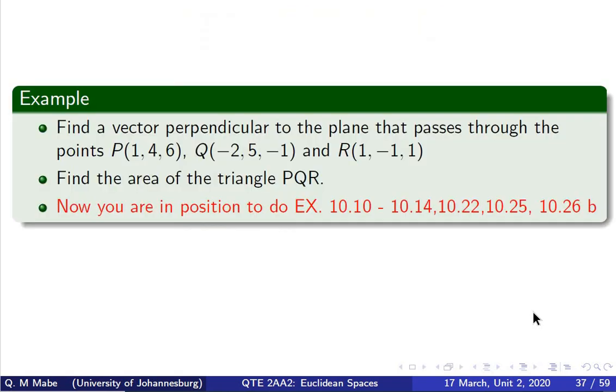So in order to find a vector that's perpendicular to this plane, if you were to draw all these points, you will see that in order for the vector to be perpendicular to the plane through P, Q, and R, it should be perpendicular to the displacement PQ and the displacement PR. If such a vector is perpendicular to those two displacements, then that vector will automatically be perpendicular to the triangle PQR, which is what we did here.